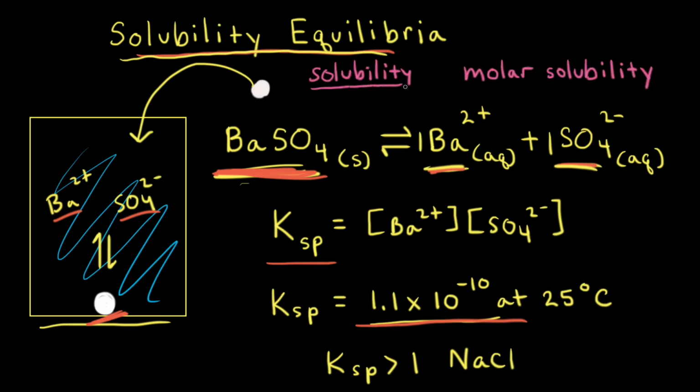The solubility of a substance refers to the amount of solid that dissolves to form a saturated solution. Usually the units for solubility are in grams per liter. Molar solubility refers to the number of moles of the solid that dissolve to form 1 liter of the saturated solution, and therefore the units would be moles per 1 liter, or you could just write molar.